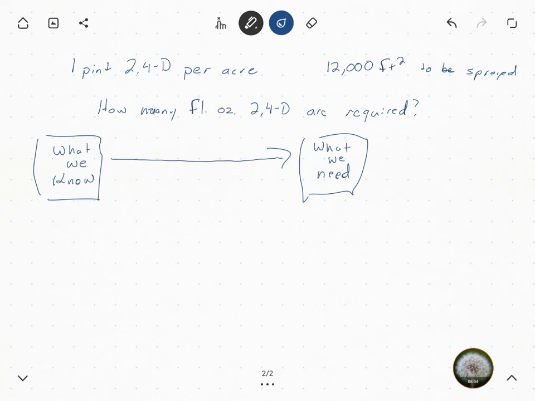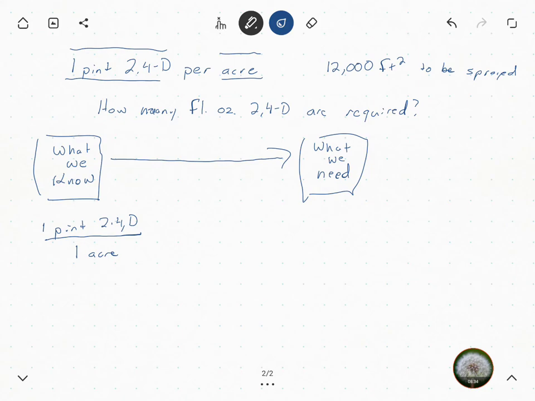And so in this case, the thing that we know is that our application rate is these 2 units, right? 1 pint of 2,4-D on every acre. And so if we state that, 1 pint of 2,4-D per acre. Okay, so that's what we know.